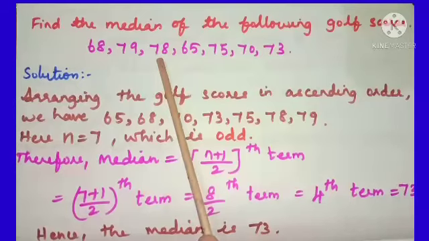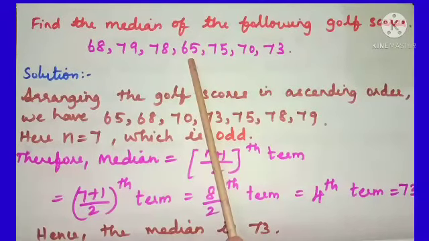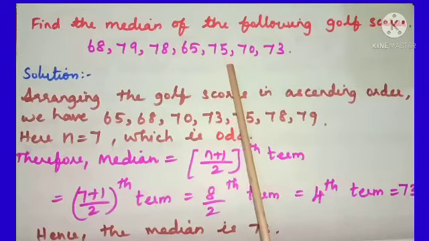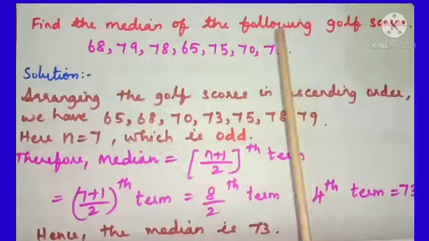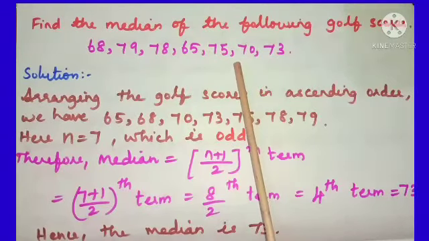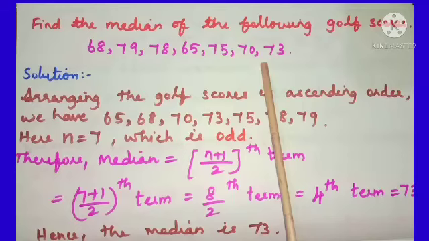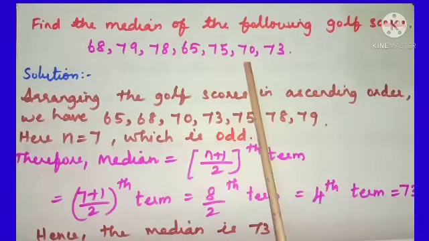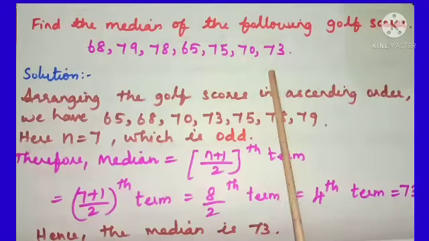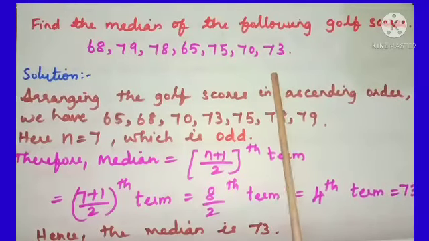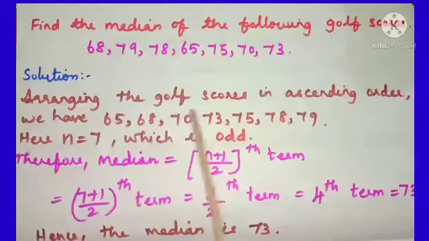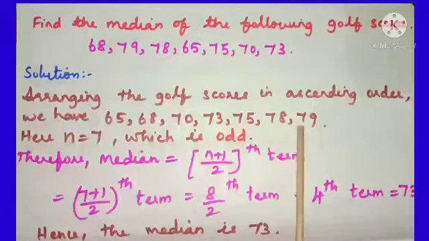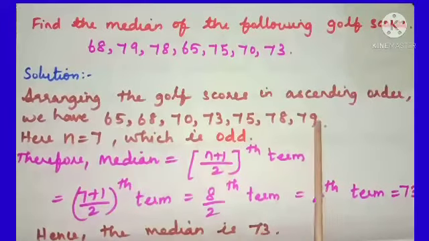Children, we know that as our first step, we arrange the given data in ascending or descending order, and count the number of terms. If it is an odd number, then the (n plus 1) by 2th term is the median. If the number of terms is even, then the average of the n by 2th and (n by 2 plus 1)th terms is the median. So here let us arrange the given scores in ascending order, from smallest to biggest.